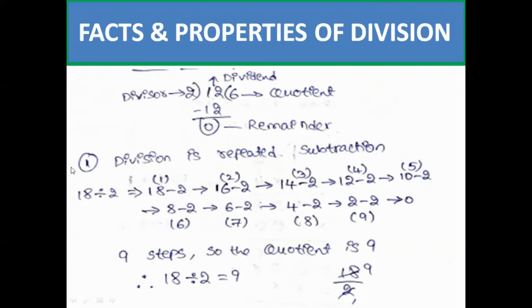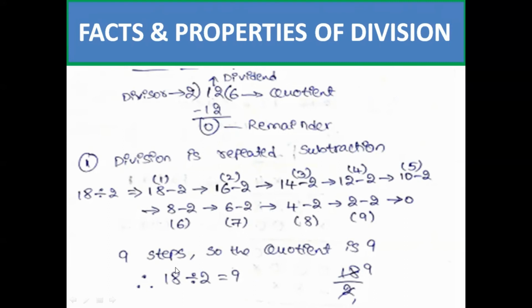Next, division is repeated subtraction. 18 is divided by 2. In first step, 18 minus 2. Next, we'll get 16. 16 minus 2. What we'll get? We'll get 14. 14 minus 2. We'll get 12. 12 minus 2, 10. 10 minus 2, 8. 8 minus 2, 6. 6 minus 2, 4. 4 minus 2, 2. 2 minus 2, 0.